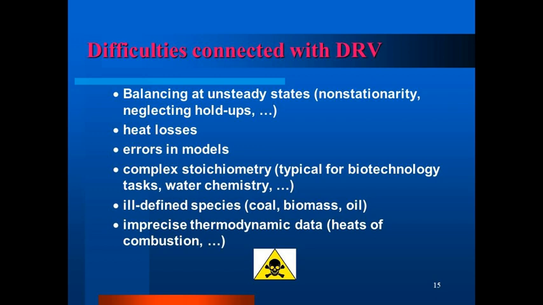There can be also errors in models. This is usually detected during model tuning when the model insufficiency manifests itself as an unexplained data error. In modeling systems with complex stoichiometry, it is recommended to model reactions via so-called reaction-invariant reactor. This is typical for biotechnology tasks, pharmaceutical production, or so.